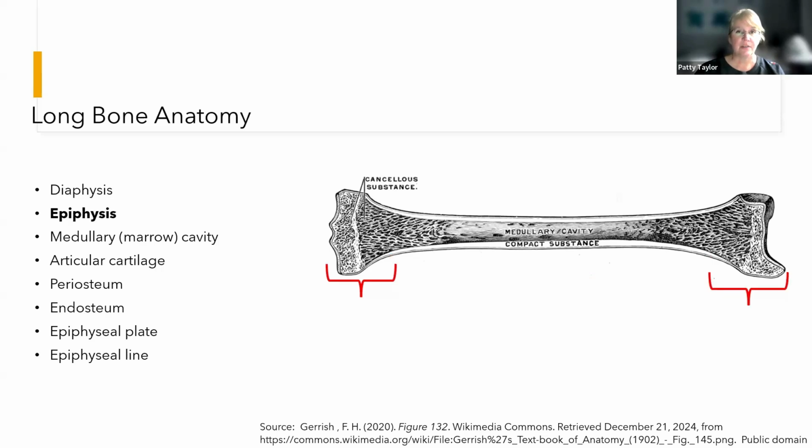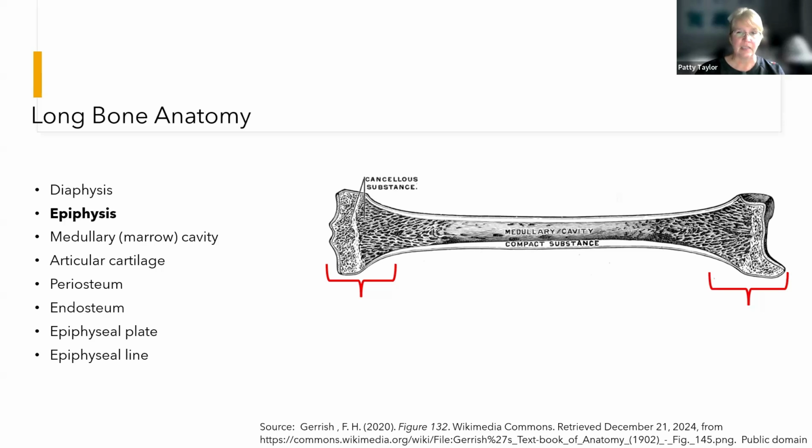Now, the epiphyses or epiphysis is found on the ends of the bones. So each end of the bone has its own epiphysis. Let's go back and use some directional terms. So the portion of the bone that's closer to the point of attachment to your body is called the proximal epiphysis. The one farther from your point of attachment is your distal epiphysis. So together, these epiphyses are the ends of your bones.